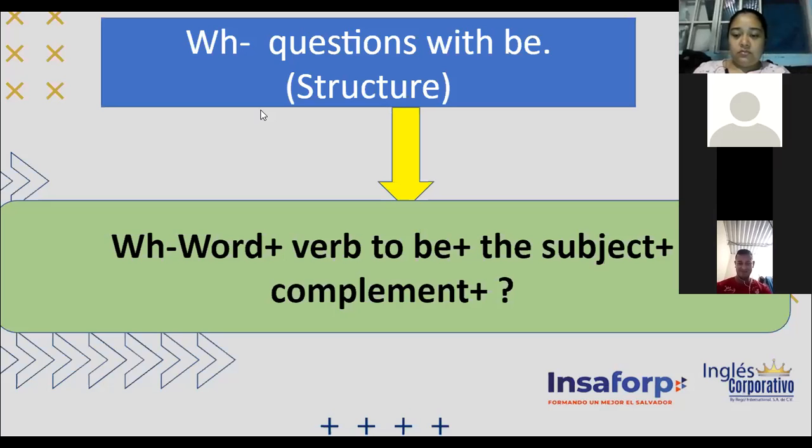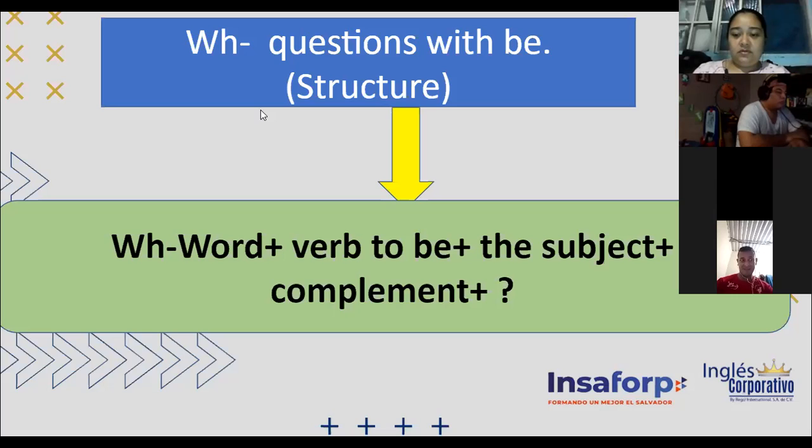Where is your friend, Juan? My friend is. My friend, ¿dónde está? Ajá, my friend is. My friend is in USA. Okay, perfect. Adriana, where is your boss? ¿A dónde está su jefe, Adriana? Where is your boss? My boss is in USA. Okay, thank you. Very good.